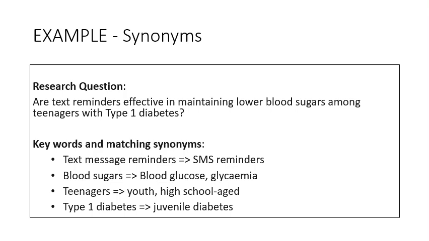Some synonyms. So we've identified our keywords. Now we want to find some synonyms for these. A synonym that might be used for text message reminders could be SMS reminders. For blood sugars, synonyms could be blood glucose or glycemia. Teenagers might use other words like youth or high school aged, and type 1 diabetes is sometimes also referred to as juvenile diabetes. So you can see how if I search for text message reminders and I'm not getting a lot of results, I could simply switch that out for my synonym to see what kind of search results I might get.